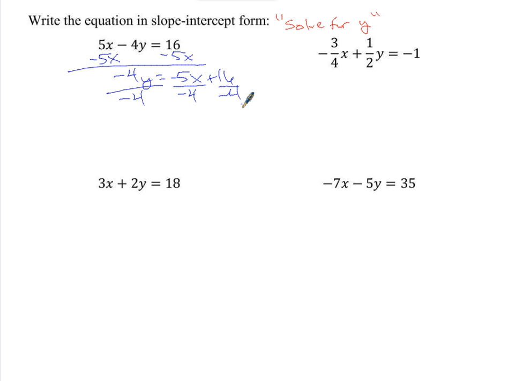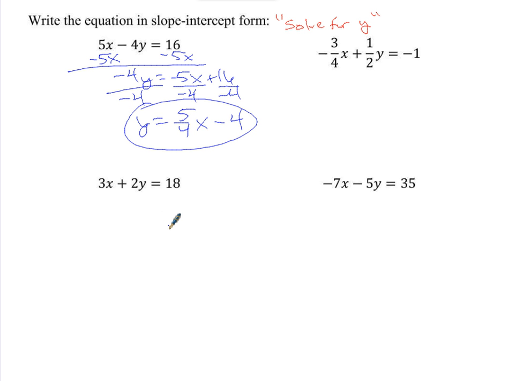On the left, what do we have? y equals. On the right, what do we have? It's positive 5/4 x minus 4. Good. That's it. It's now in slope-intercept form. Incidentally, what would the slope of this line be? 5/4. And the y-intercept would be negative 4. Okay? Fairly straightforward. Okay, talk me through the bottom one.